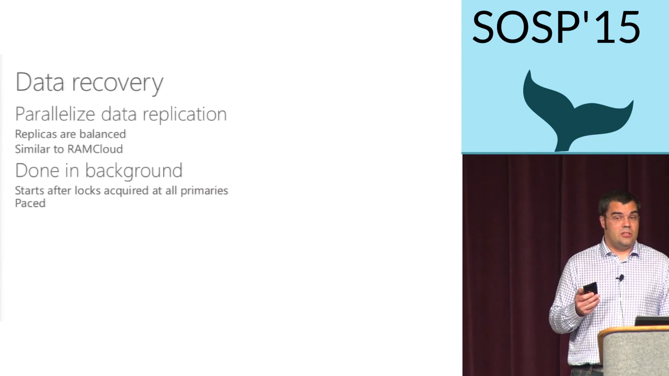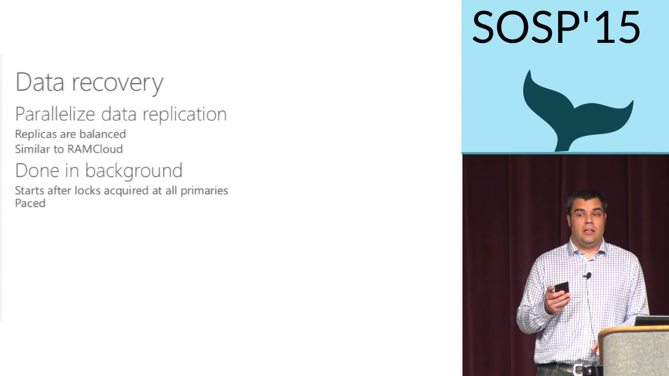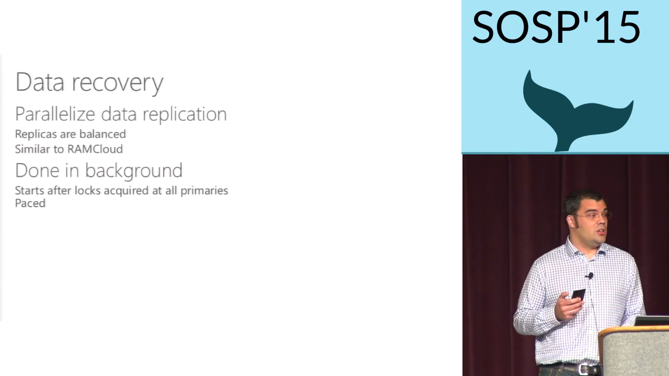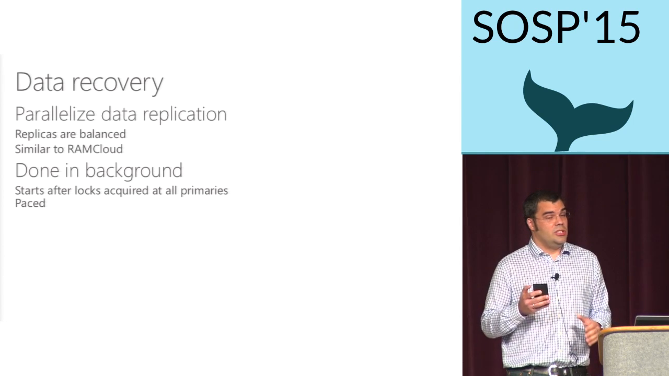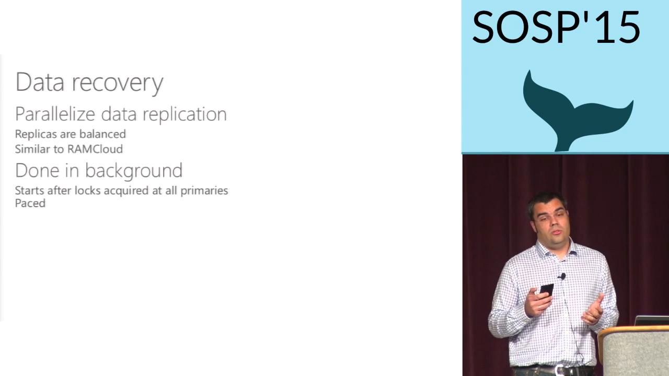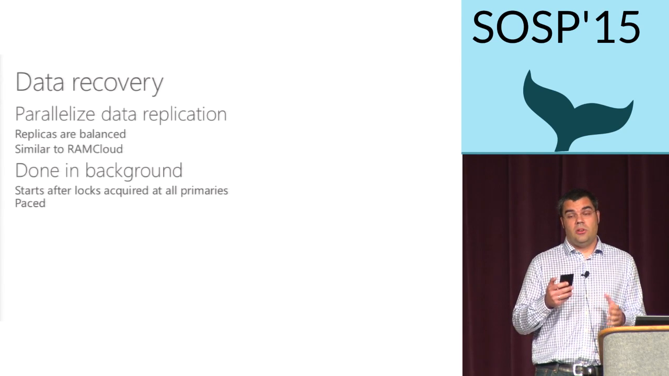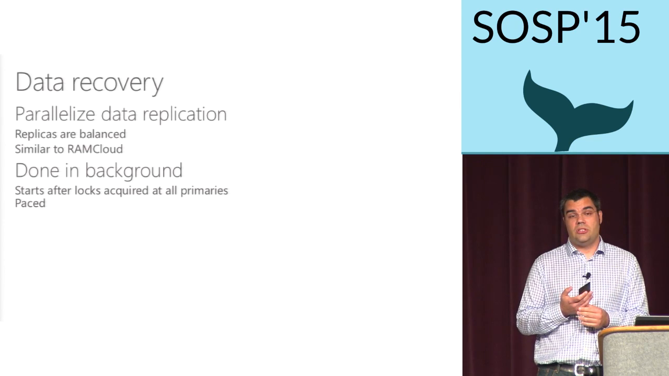Besides recovering transactions, FaRM also needs to recover data, and in case of FaRM, this means re-replicating and recreating backups for the regions that have lost a replica. This is done in parallel in order to reduce the time needed to replicate the data, similar to some other systems like, for instance, RAMCloud.